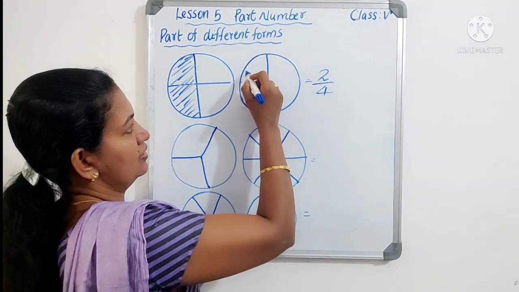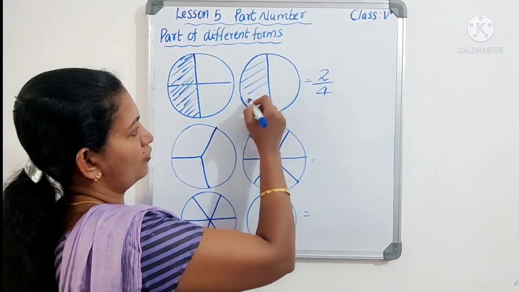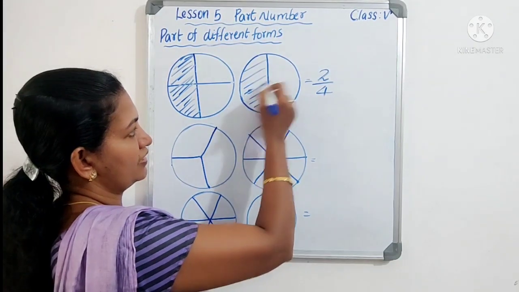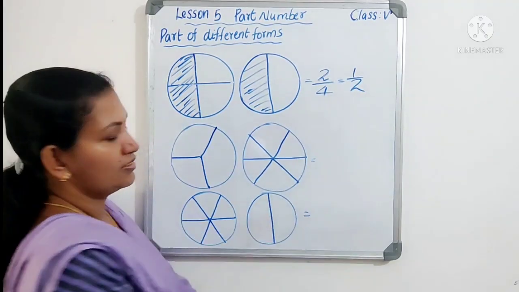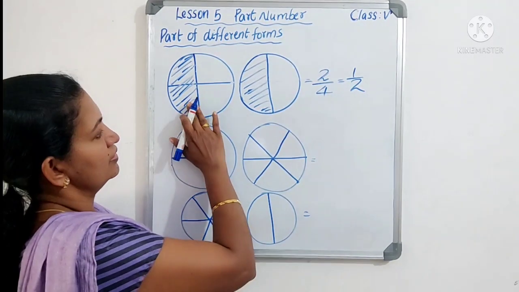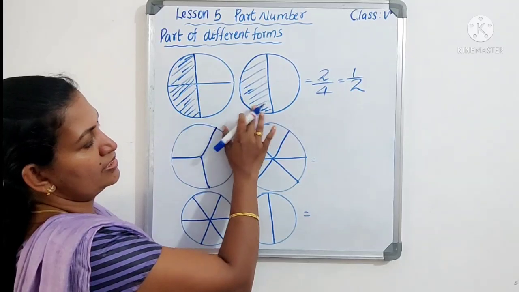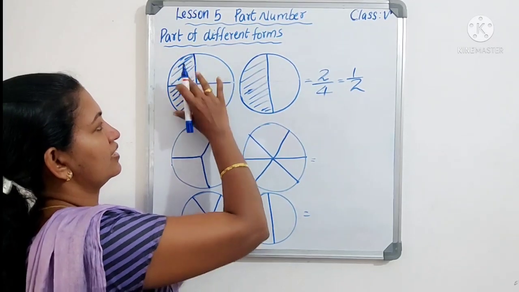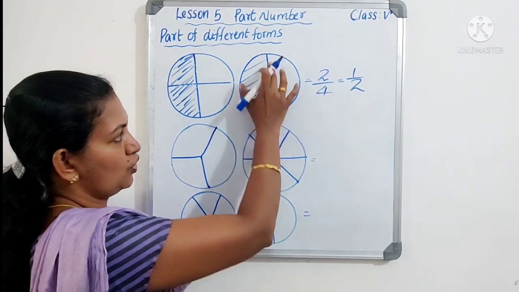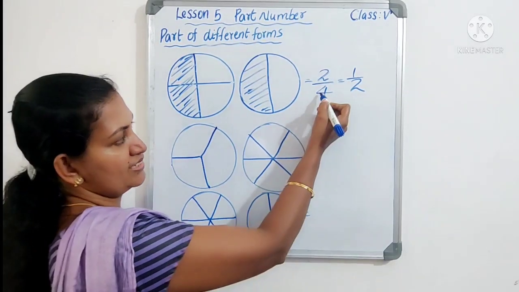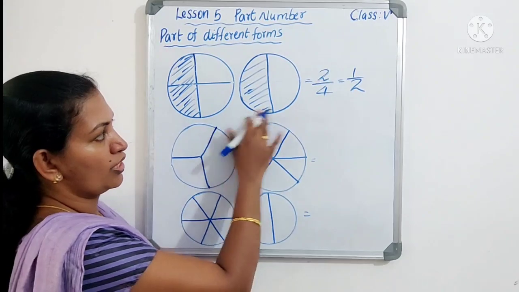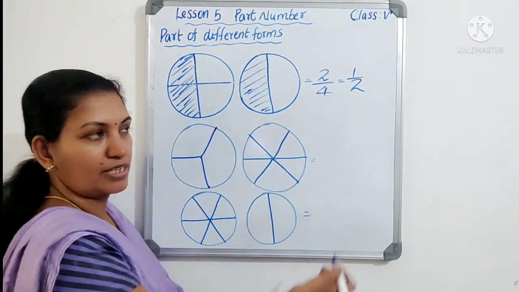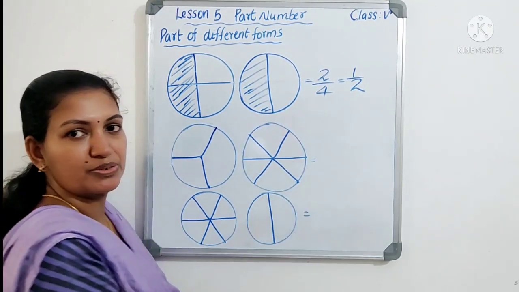Also this circle I am shading the half. 1 part shaded. That means 2 equal parts, 1 part shaded. Then here we can see this and this both are same, because in the circle half is shaded, this circle also half is shaded. So we can say that 2 by 4 and 1 by 2 both are same. So 2 by 4 equal to 1 by 2.